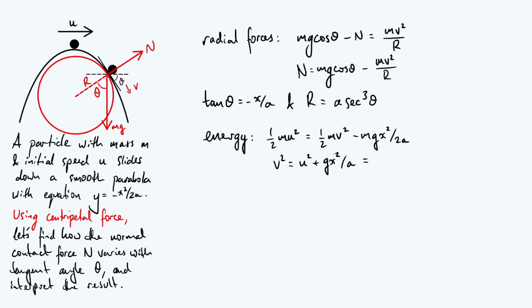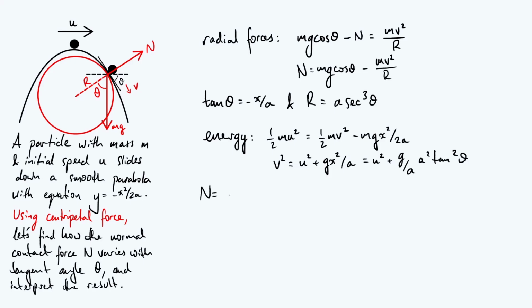And the reason I wanted to do this in terms of x instead of in terms of y is because we have this relation between x and theta, so we can sub that in and get u squared plus g over a times a squared tan squared theta. Now we just need to combine everything together and do some trigonometric identity stuff.